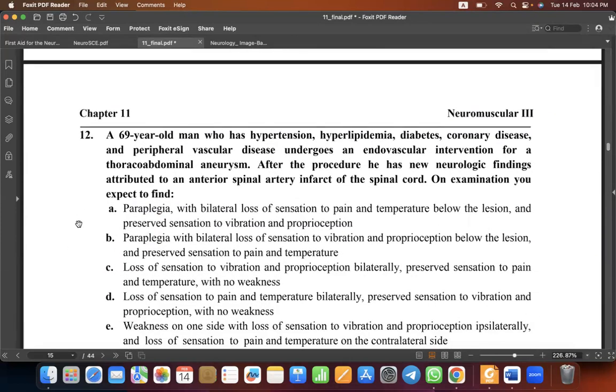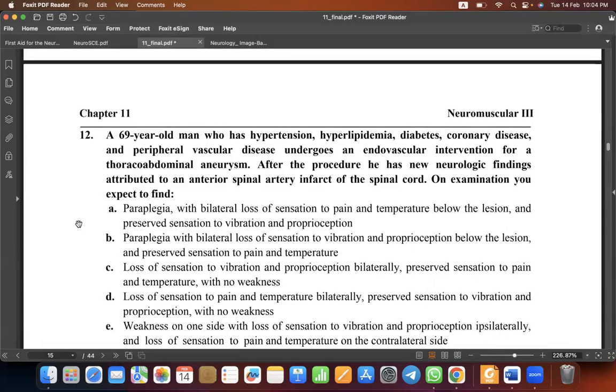Now, a 69 years old man having hypertension, hyperlipidemia, diabetes, coronary artery disease, peripheral vascular disease undergoes the endovascular intervention for a thoracoabdominal aneurysm. After the procedure, he has a new neurological finding attributed to anterior spinal artery infarct. On examination, what will you be expected to find?